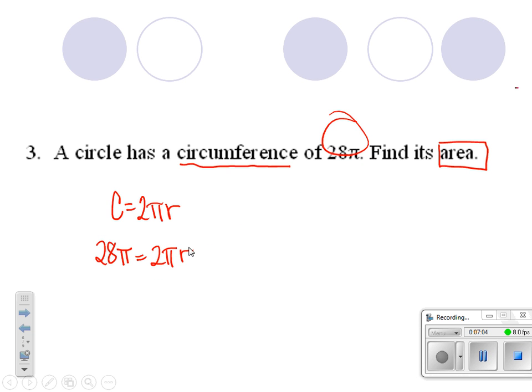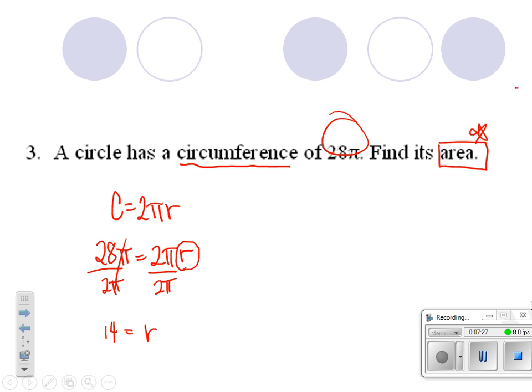So what does it look like I'm looking for? It looks like I'm going to try to find radius. And I need a radius before I find the area. So I'm going to divide by 2 pi. 28 pi divided by 2 pi. 28 divided by 2 is 14, and pi divided by pi cancels out. So the radius is 14, okay?